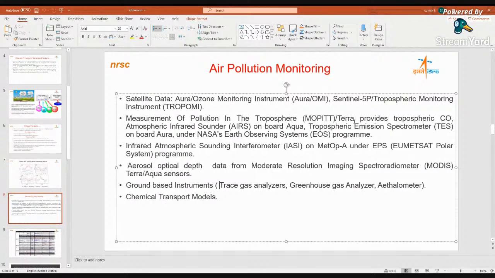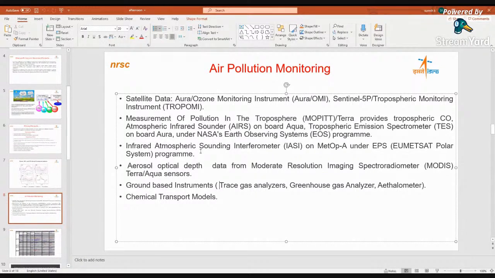This is MOPITT, onboard Terra. It gives tropospheric carbon monoxide, and you have others like the Atmospheric Infrared Sounder, which also gives vertical profiles of carbon monoxide. This is onboard Aqua, and the Tropospheric Emission Spectrometer is also onboard. These are some of NASA's Earth Observing System programs.